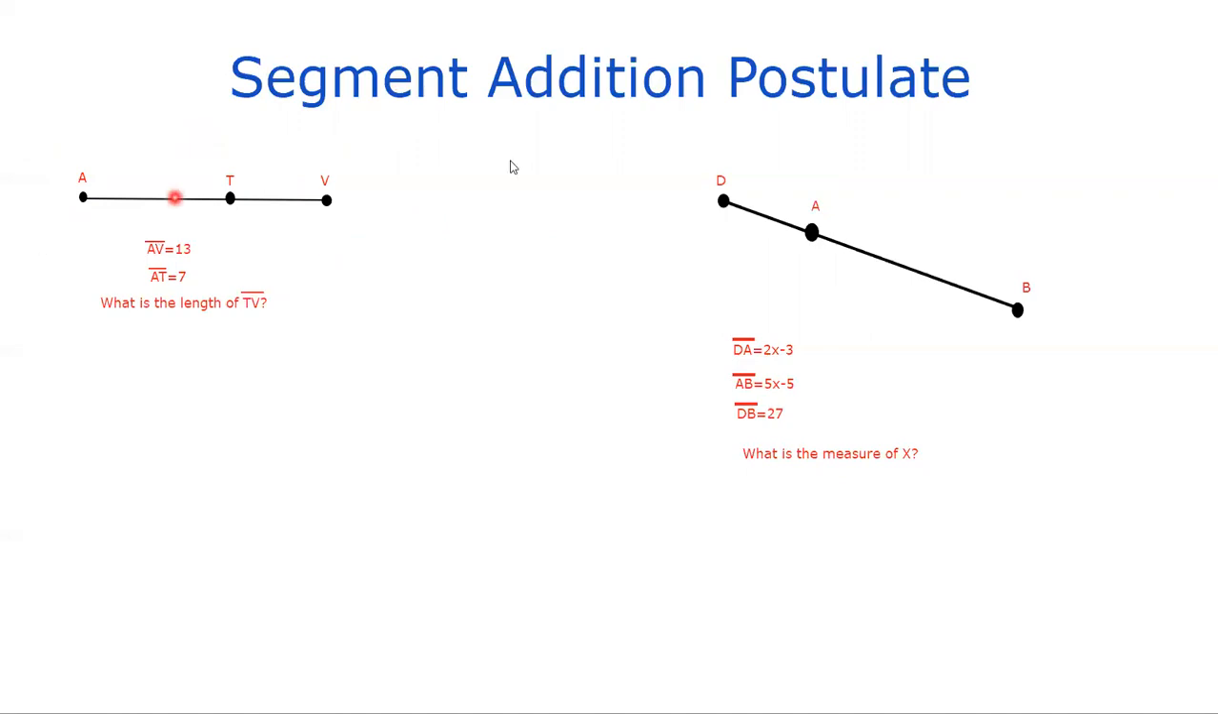So if we look at this very first picture, line segment AV is 13. Well, AV is this whole thing. Let me go ahead and draw that. This whole thing is AV, and it equals 13. And then they're saying AT right here equals 7. And we're asked, what is the length of TV?